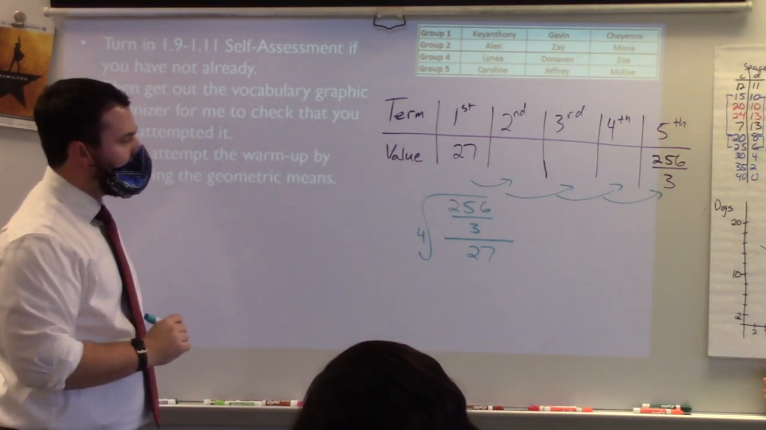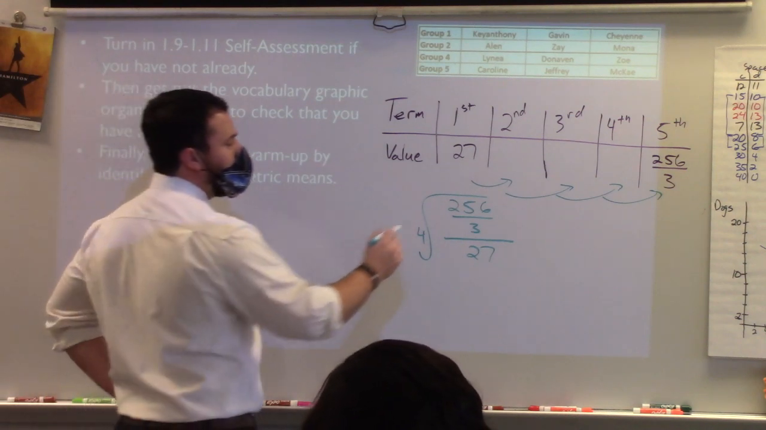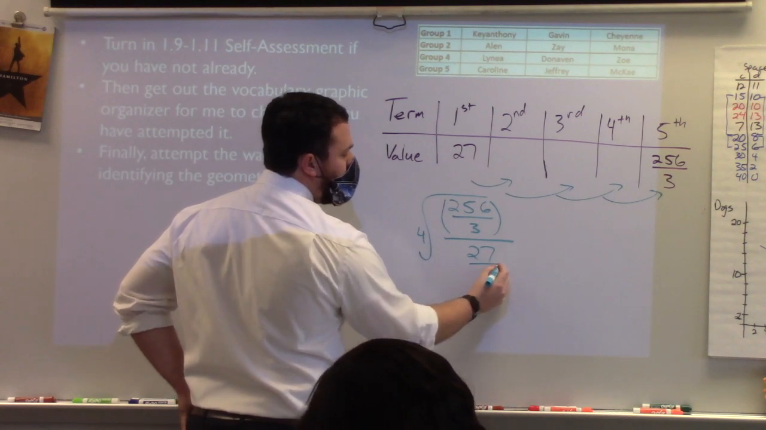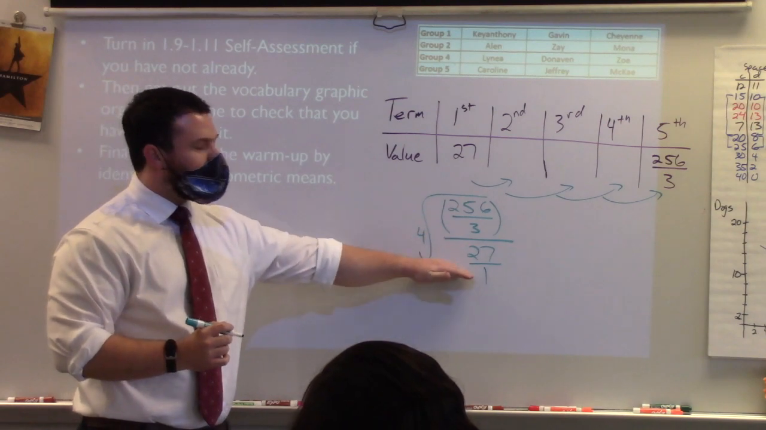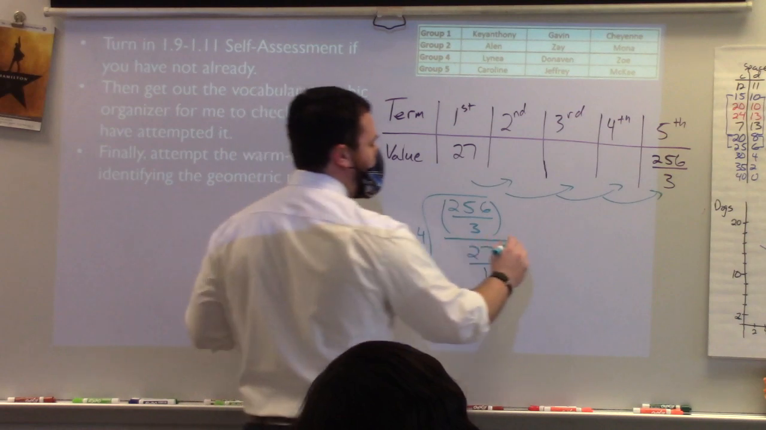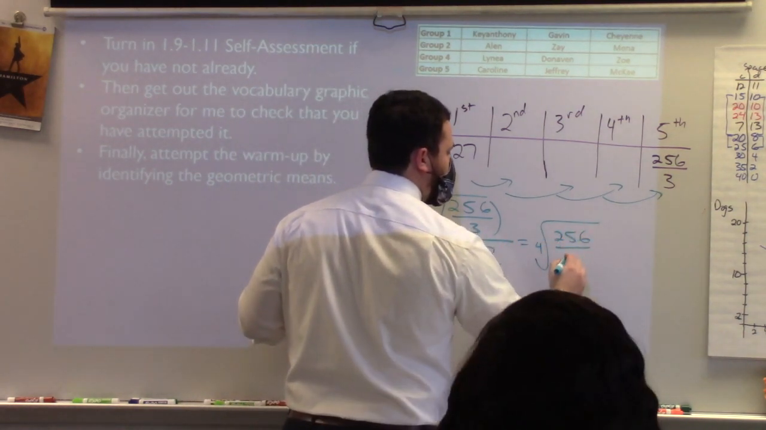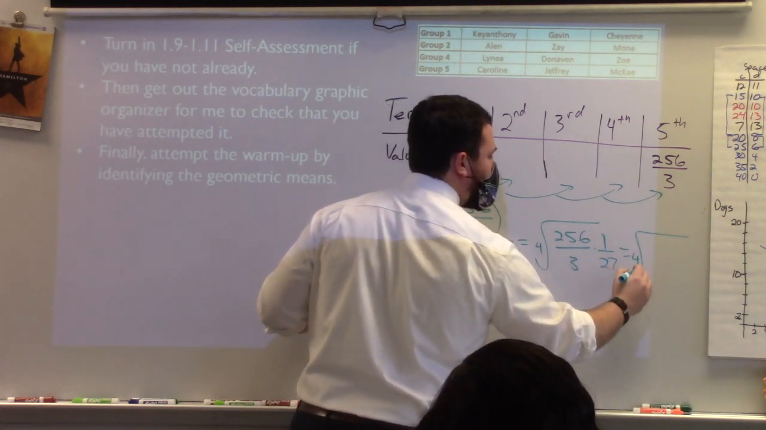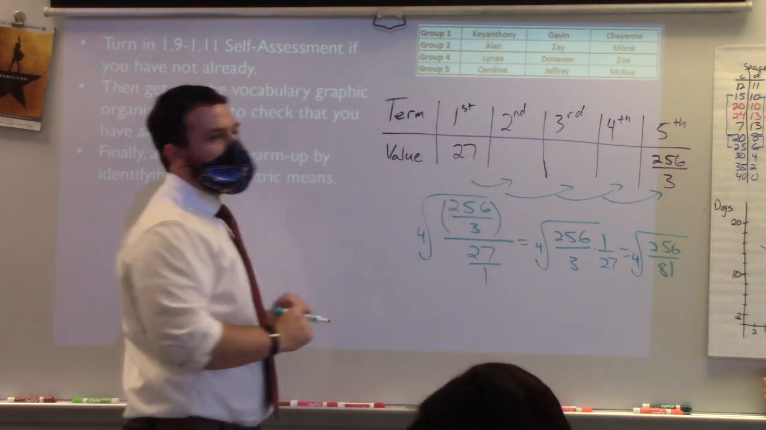So I did 256 divided by 3 divided by 27. You can do it that way, right? You would want to group these together. What I showed Zay a second ago, and you might want to remember as well, is that technically that 27 is divided by 1, and how do you divide by a fraction? Its reciprocal. You multiply by its reciprocal. So that would be the fourth root of 256 divided by 81. That's a little bit easier to work with.